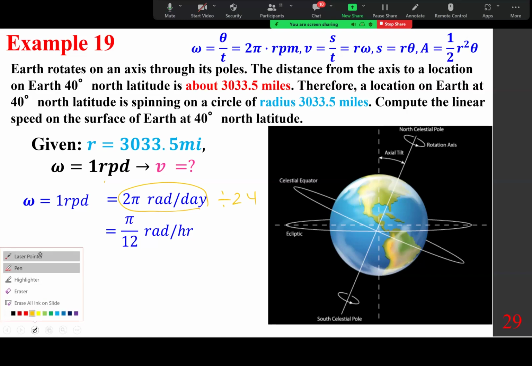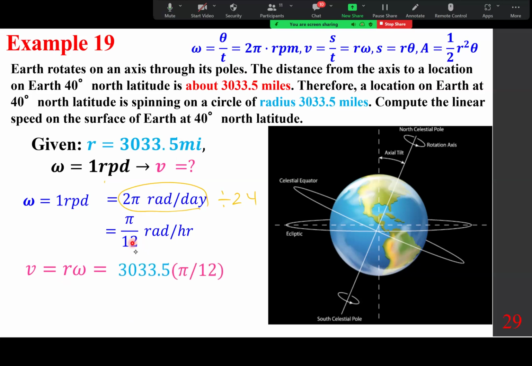So in 1 day, it goes around itself completely, 1 revolution. In 1 hour is 1 over 24 times that. So 2 pi radians divided by 24 is pi over 12. V equals R omega. We have R, and now we found omega. Now you put it into a calculator. Roughly you get 794 miles per hour, so about 800 miles per hour.